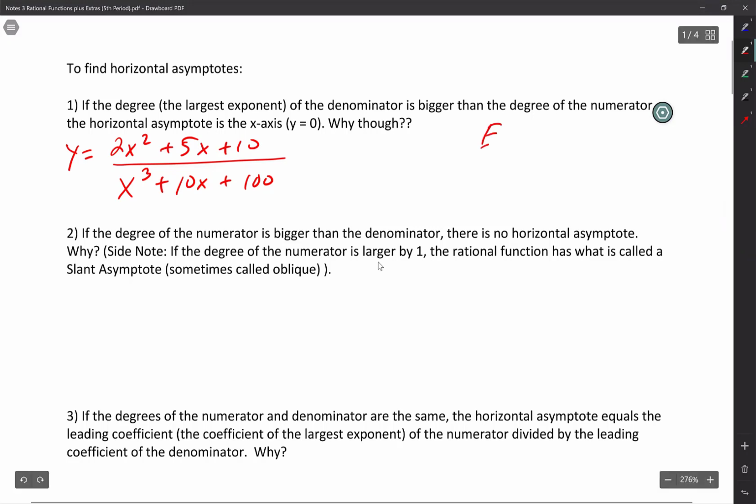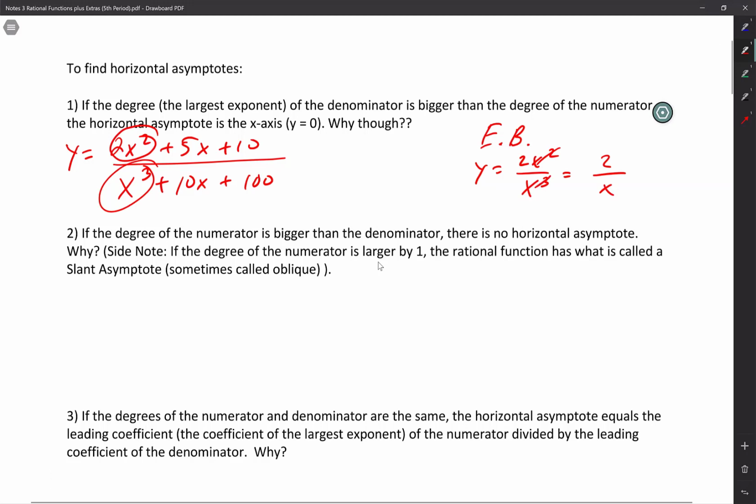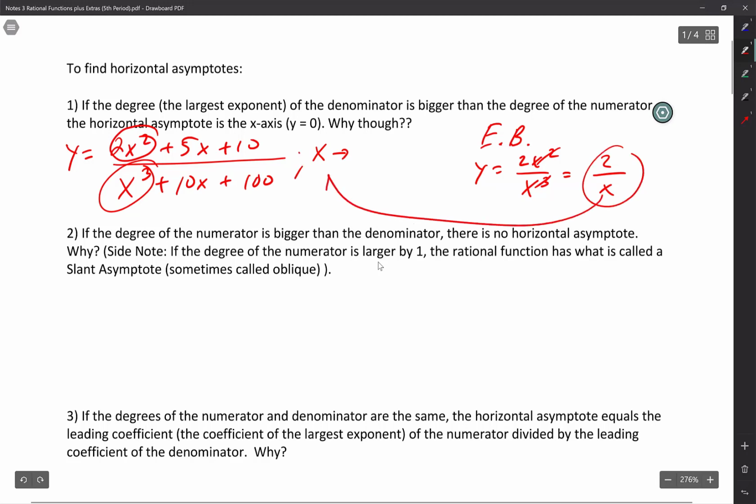So my end behavior, hopefully from your Algebra 2 class, you remember that your end behavior for the numerator is 2x squared. Your end behavior for the denominator is x cubed. So this behaves like 2 over x. So as x approaches infinity, y approaches 0. And that's how you say approach. In case you're wondering, okay, Chavez, what does that mean? That means that I'm converging to the line y equals 0.